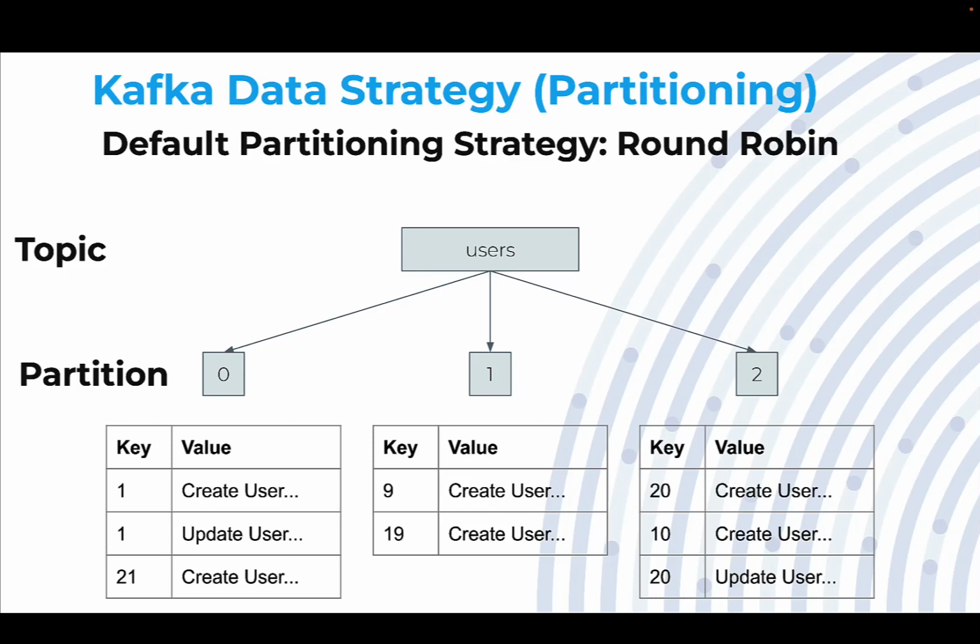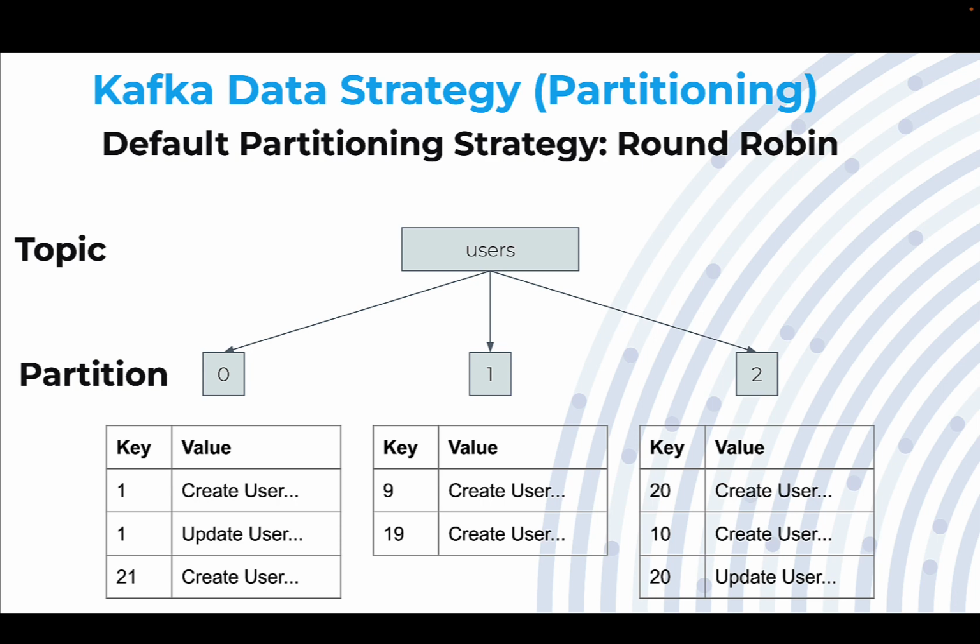Since Kafka is going to be the primary technology talked about here, let's get into the Kafka data strategy known as partitioning. By default, Kafka uses a strategy known as round robin, and the way this works is that you have a topic, for example users, that'll be broken up into one or more partitions. In this case, we have 3 partitions.